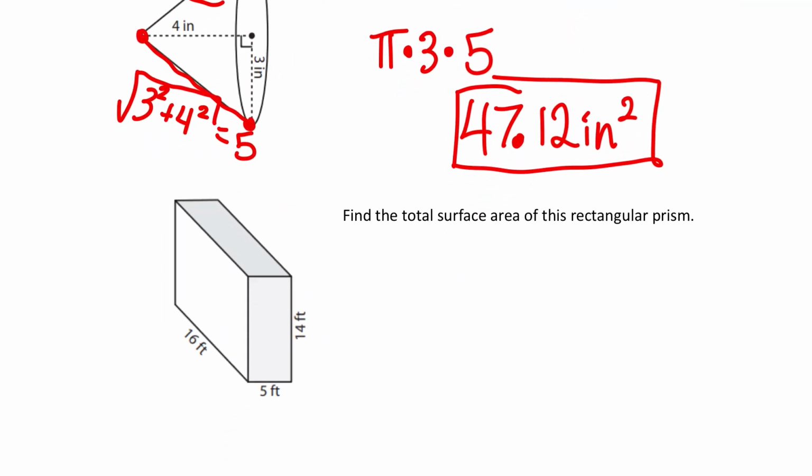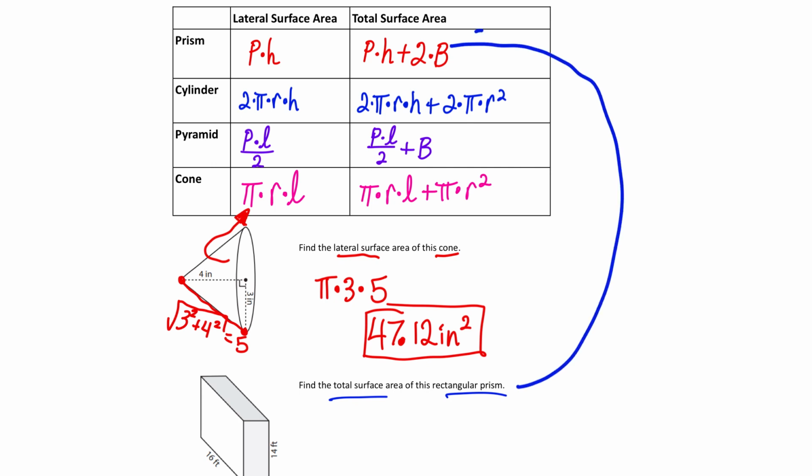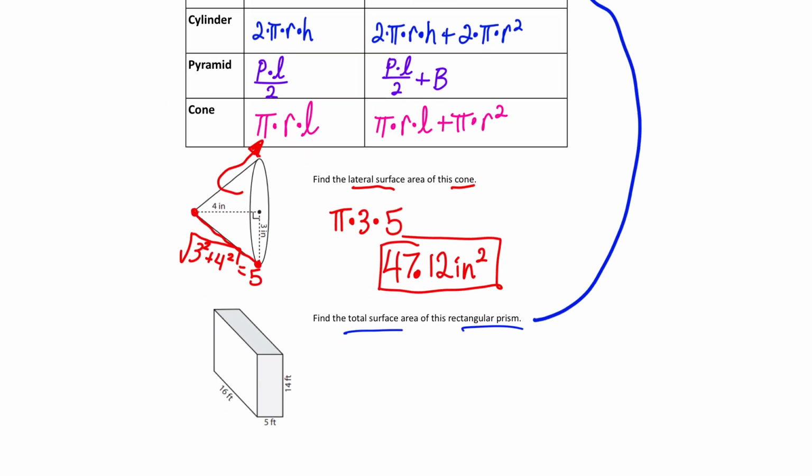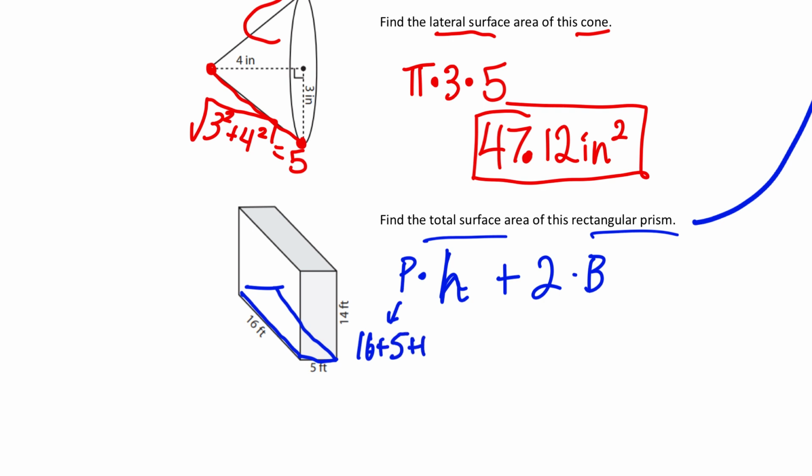Okay, next one asks for the total surface area of this prism, which total surface area of a prism is this formula right here. So P times H plus 2 times B, perimeter of the base. Let me write this down. P times H plus 2 times B. So for the perimeter of the base, we're going to do 16 plus 5 plus 16 plus 5, which is going to be 42. And then the height is the distance between the bases, which in this case would be 14.